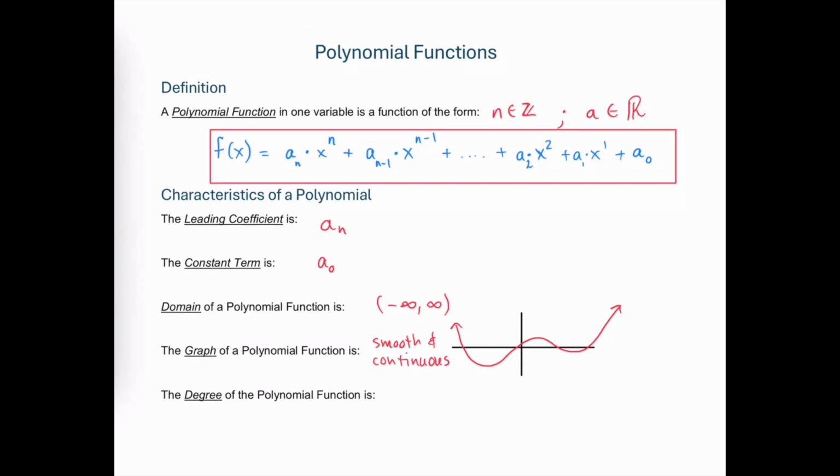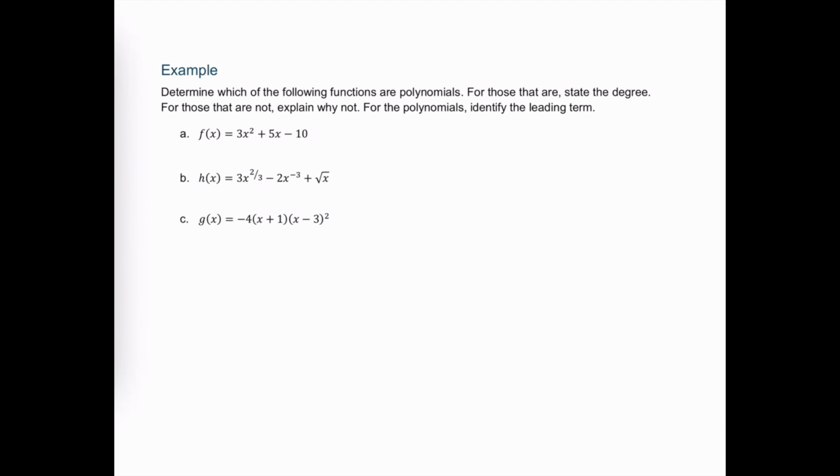The degree of this polynomial in the general form here is going to be equal to n. The highest power on x is what determines the degree, even if it's not written in descending order, even if that term occurs in the middle of the polynomial. So in this example, we're asked to determine which of these are polynomials. For those that are, state the degree. For those that are not, explain why not. And then we also want to identify the leading term. Now, some things that are not allowed in a polynomial are x under a radical, x in the denominator of a fraction, x raised to non-integer powers, and x raised to negative powers.